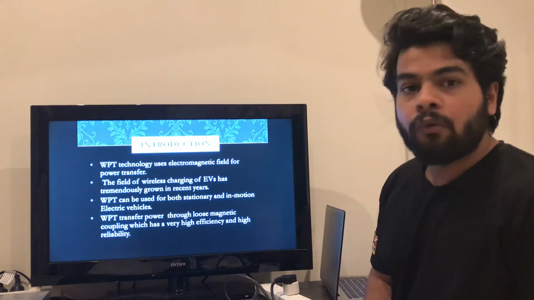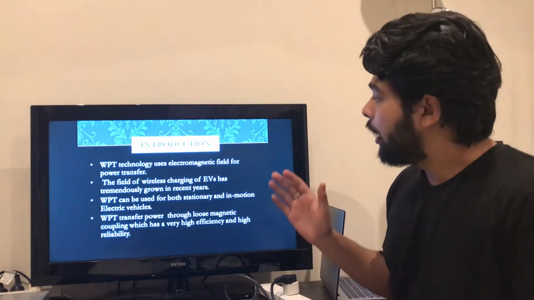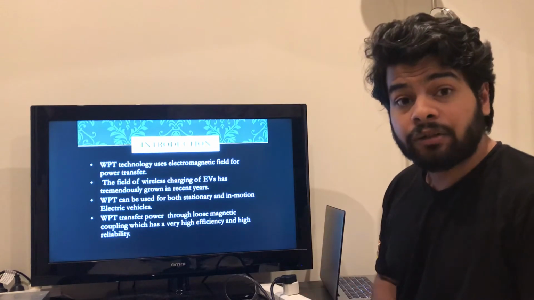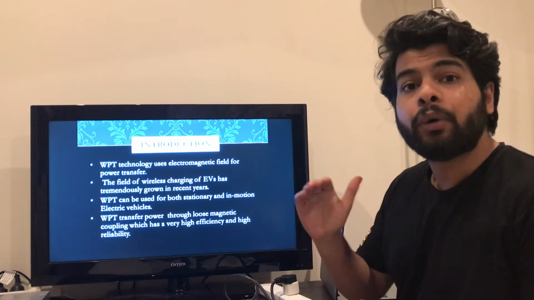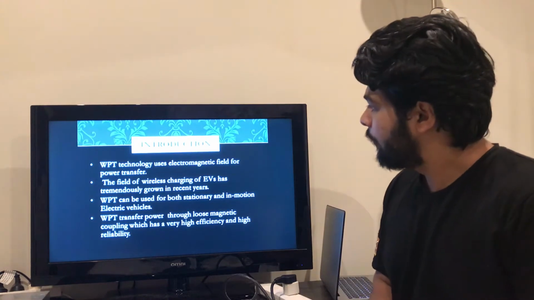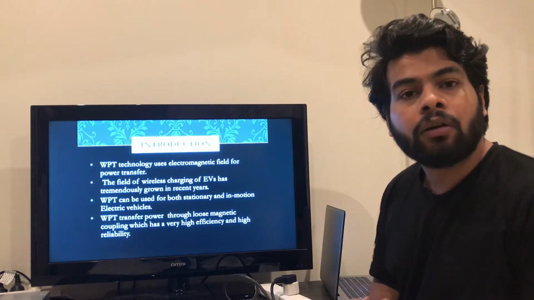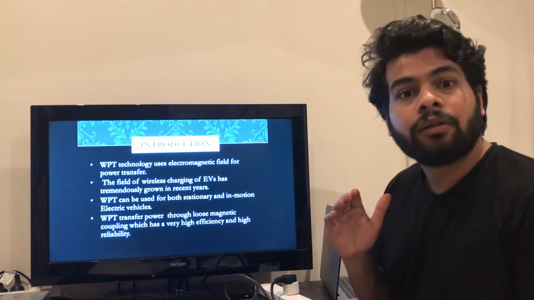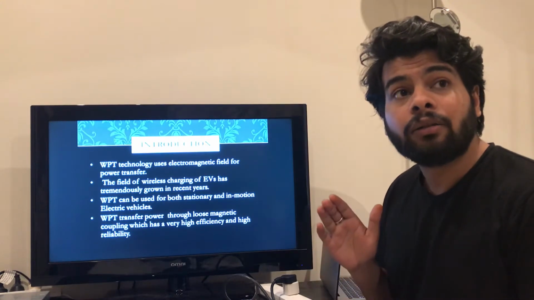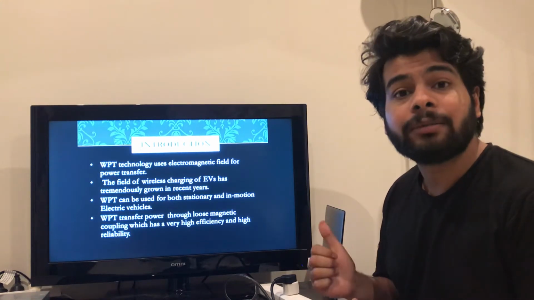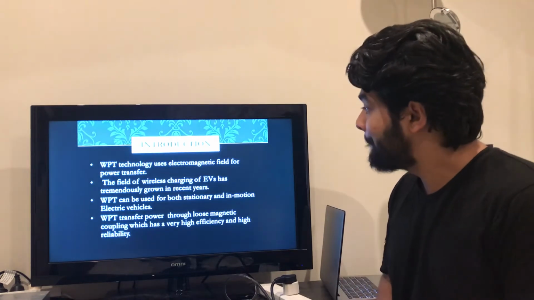Introduction. Wireless power transfer technology uses electromagnetic induction to transfer power from one body to another. The field of wireless power transfer technology is tremendously growing, and lots of research is going on this particular topic right now.